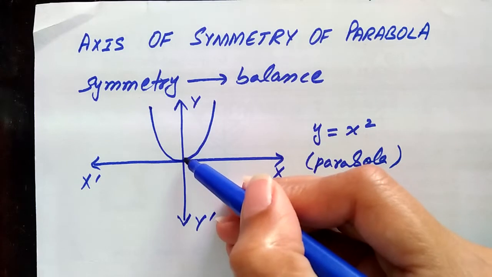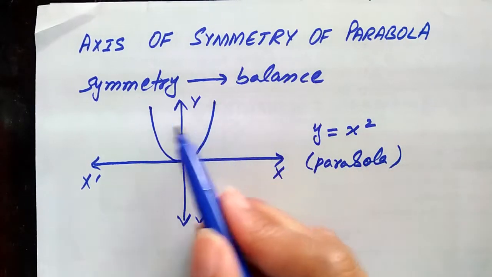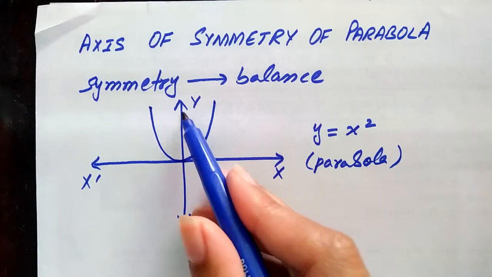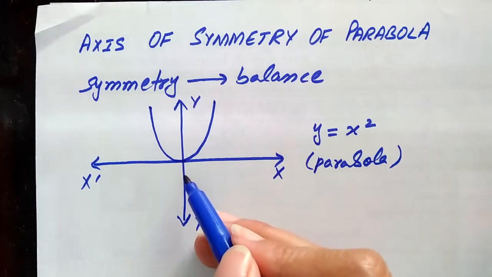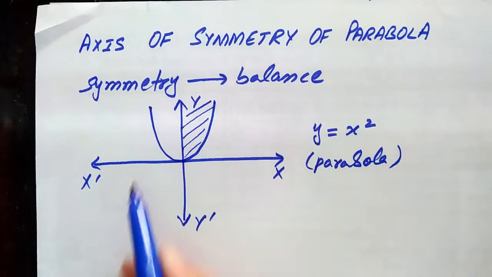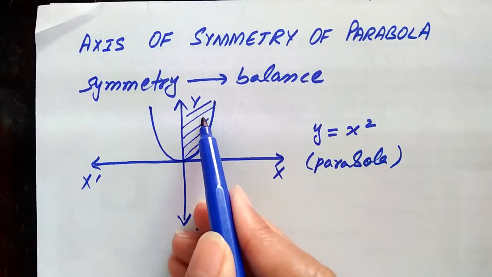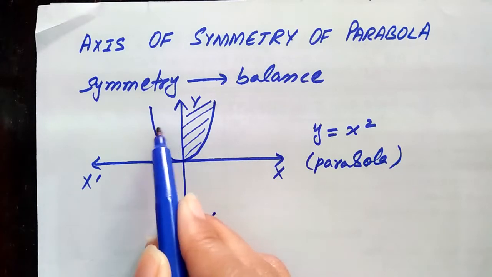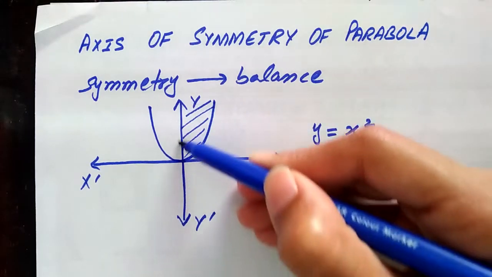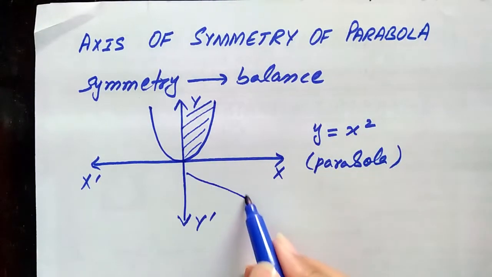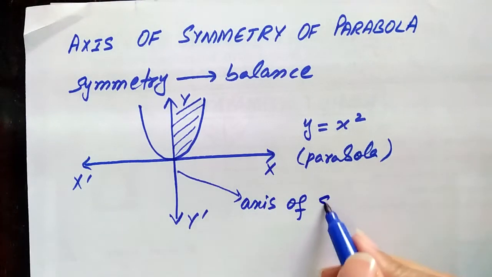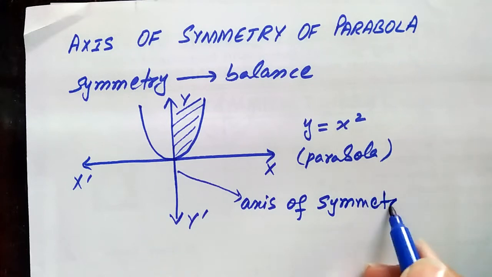What does this mean? It means that this figure of the parabola can be divided into two halves by a line, and that line is called the axis of symmetry. This parabola can be divided into two halves, and you see the right half is the reflection of the left half. So the line that is dividing this parabola into two halves is basically called the axis of symmetry. That is the axis of symmetry.